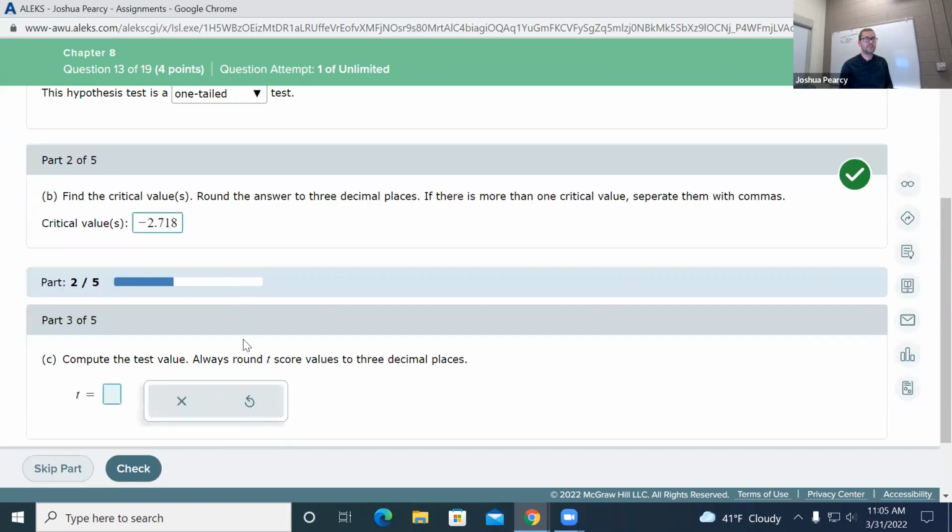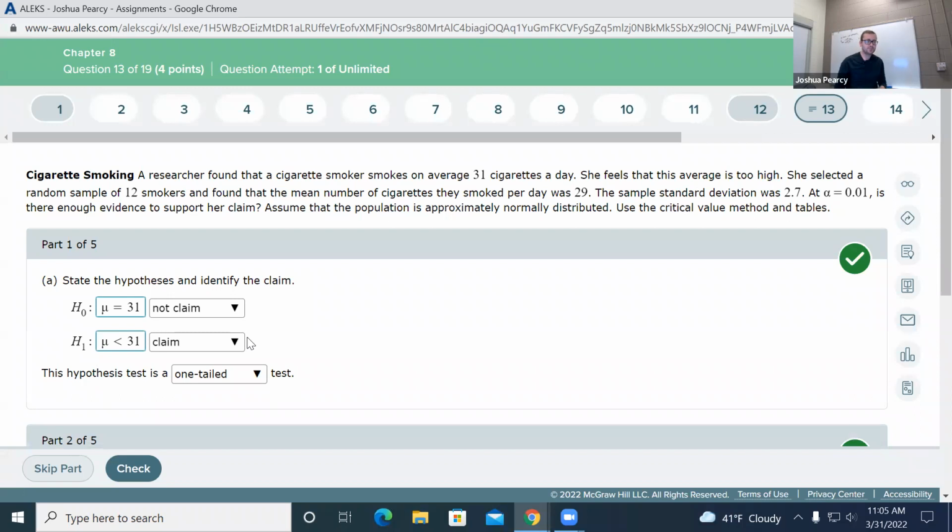Then compute the test value. All you need to do is identify the parts that it tells you. Using this formula, X bar is the mean number of cigarettes smoked for the sample, and that was 29. The hypothesized mean is 31. And what is S?